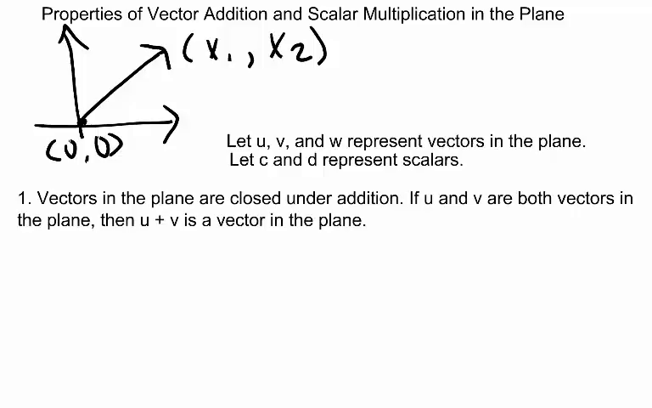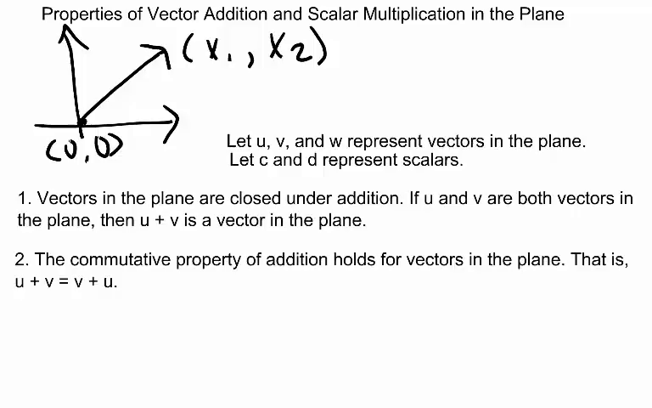The second property we'll look at is the commutative property of addition. That is, vector sum u plus v is equal to vector sum v plus u. For property 3, the associative property of addition holds with vectors in the plane.